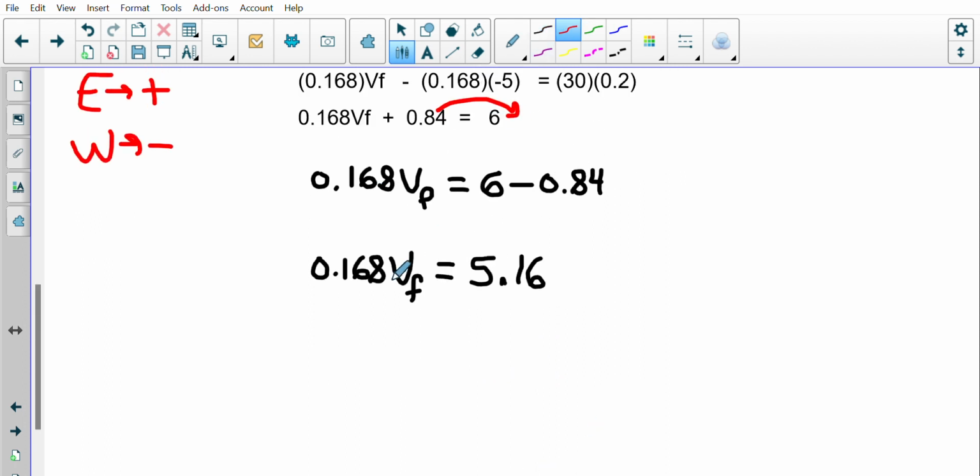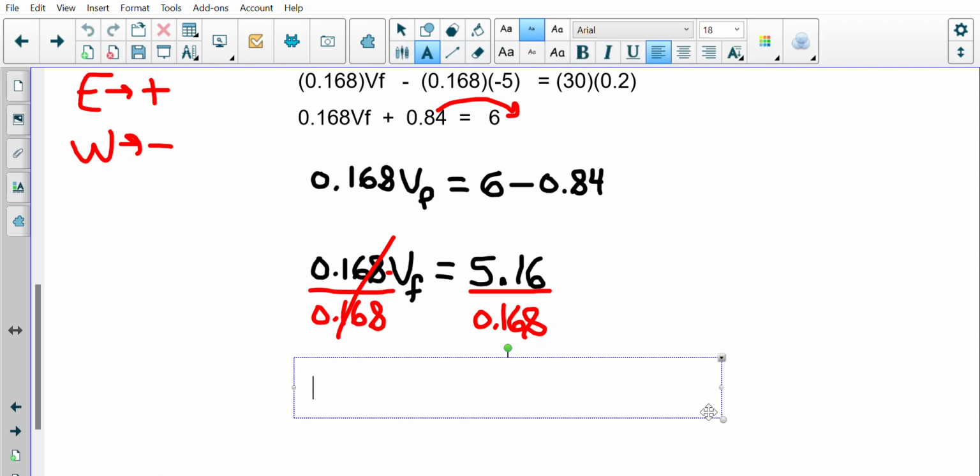To get VF by itself, I'm going to have to divide this 0.168 off, and what I do to one side, I have to do to the other. Those divide each other out, and we're left with the final velocity of this puck. If I take 5.16 and divide it by 0.168, I end up with 30.71 meters per second. It's positive, so now the puck is going in the east direction.